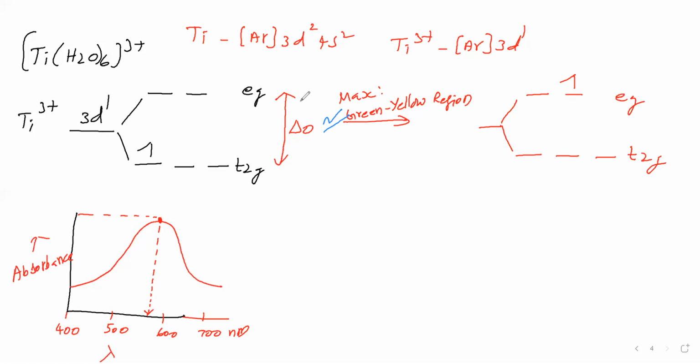Therefore, from this point we can say this value, the crystal field splitting energy value, we can find. We know the wavelength of the maximum absorbance photon. From this we can find the energy. That energy is called the crystal field splitting energy.